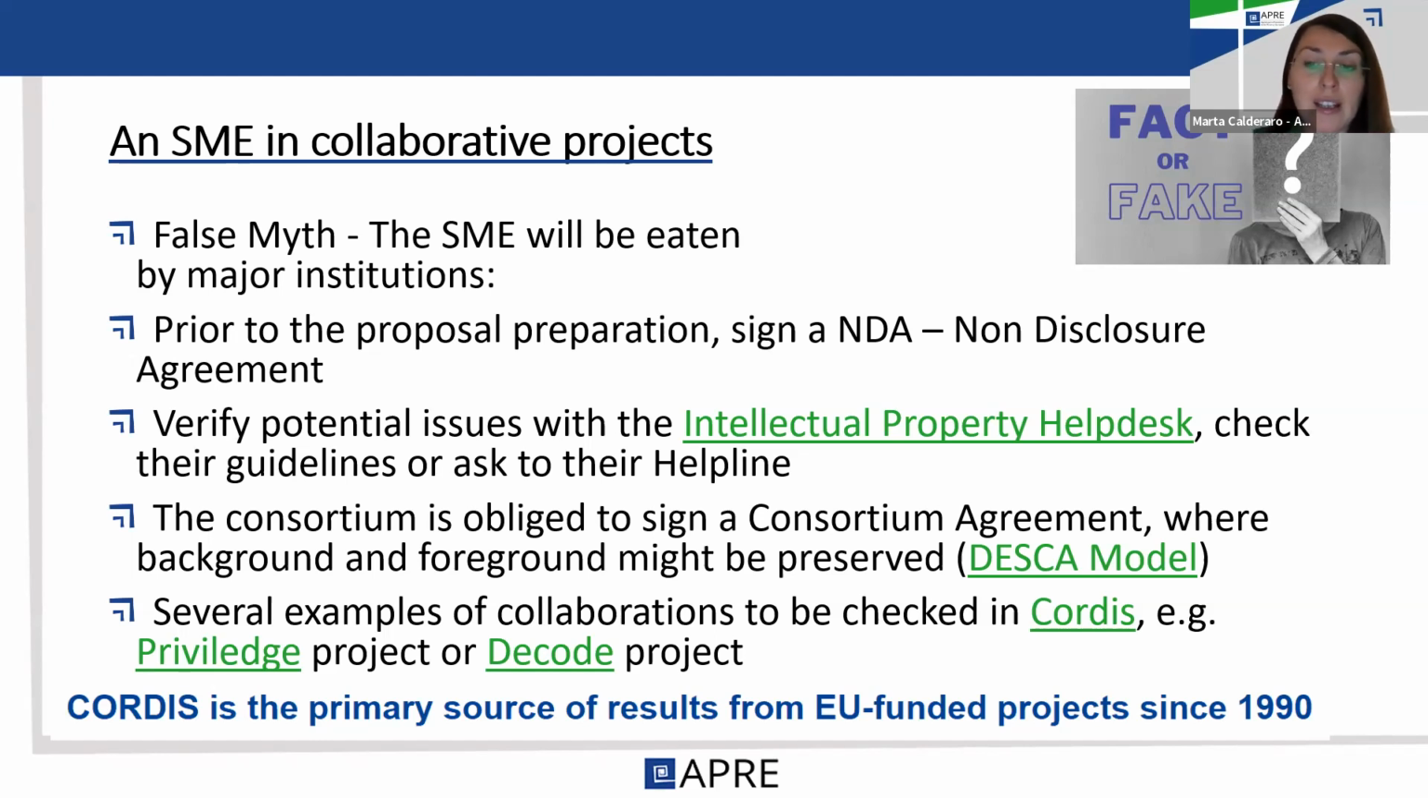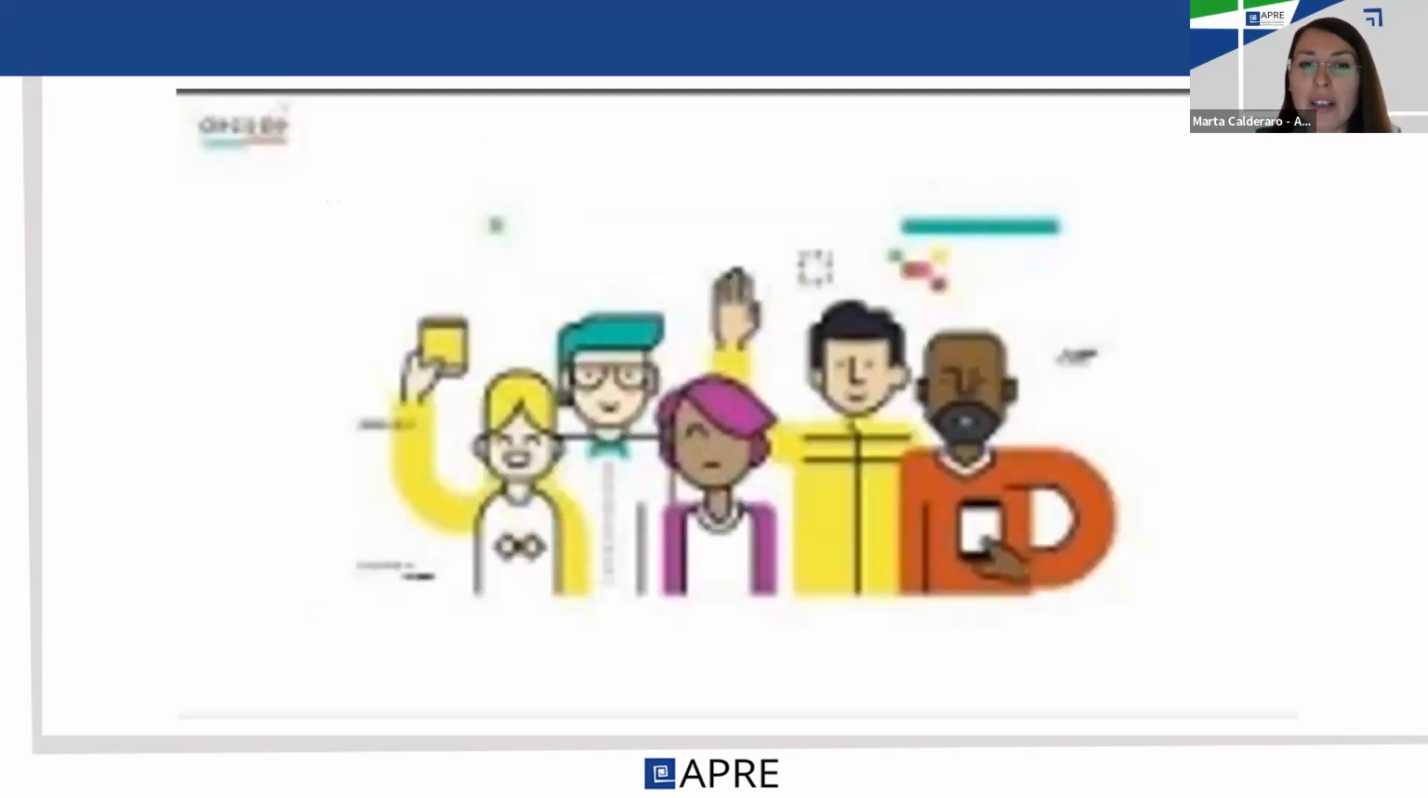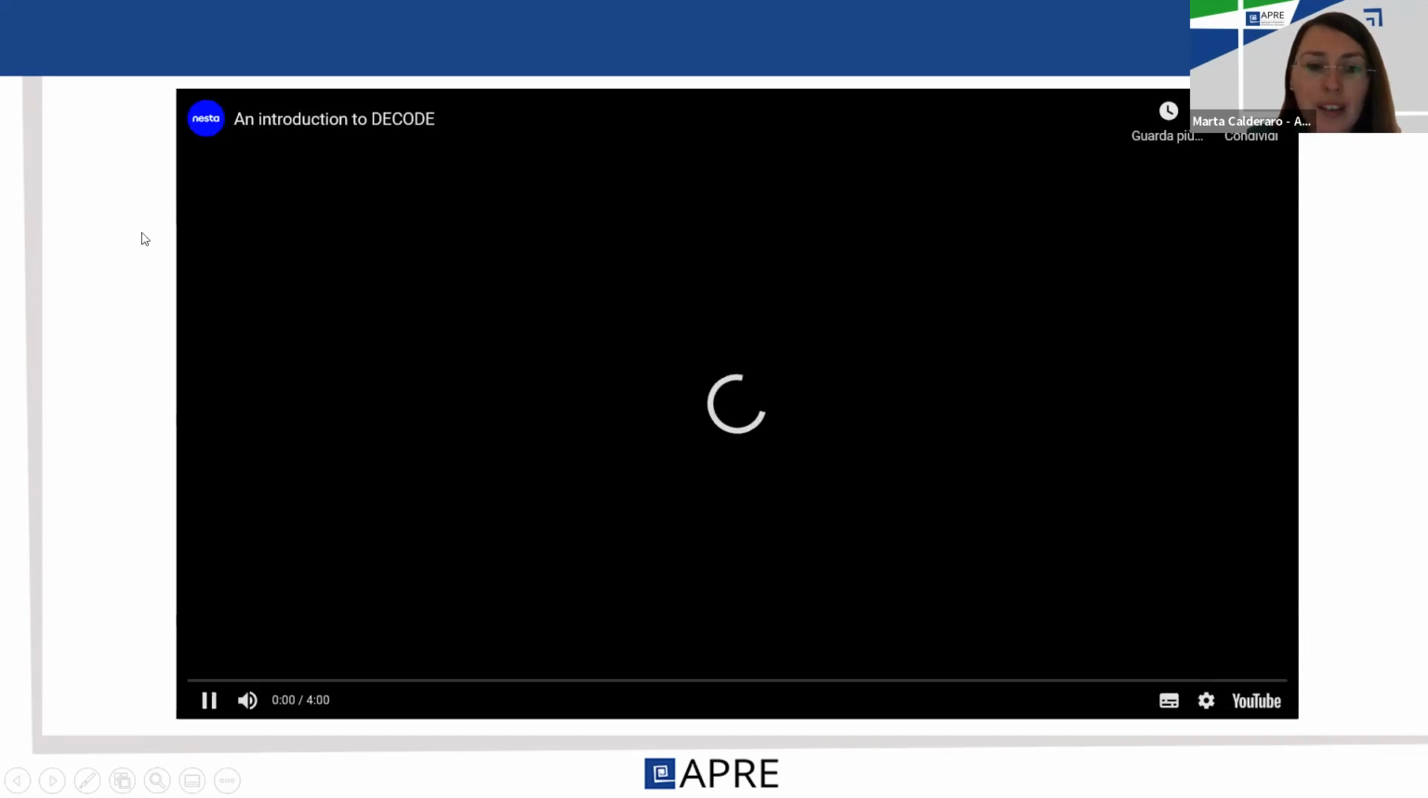So coming to one project as an example of collaboration among Horizon 2020 funded projects. This project, which is called Decode, has been funded and would like to support people's ownership of their personal data. I do not want to tell you more. I would like to let you see this specific video. Let me check, in case, and ask some of you if you can see and listen.